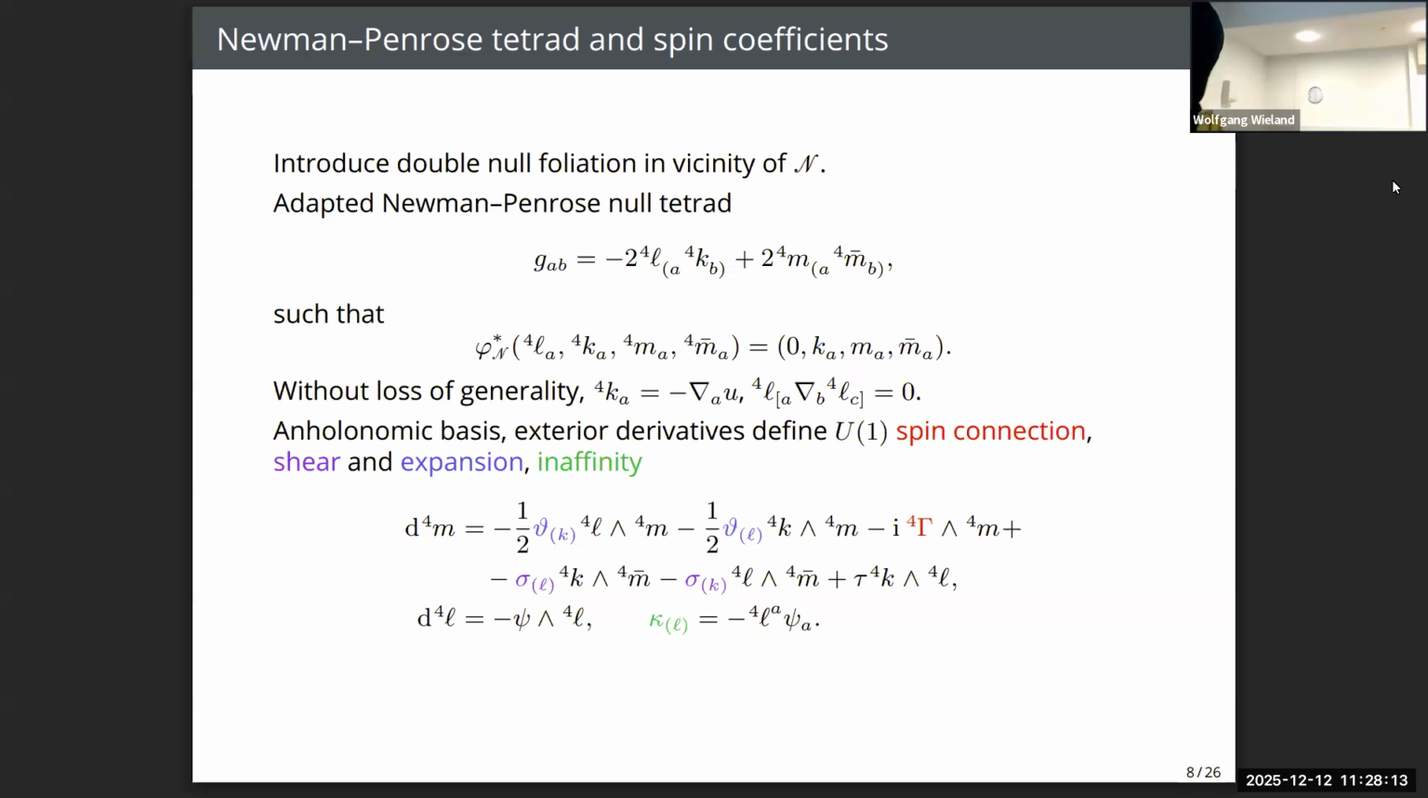Furthermore, we have restricted ourselves to a double null foliation. So K, we can say, is just the gradient of some potential, and L then will also be surface orthogonal, so it satisfies this Frobenius condition. And the infinity, what is it? The infinity just means that with this choice, the null vector L is not affinely parametrized.